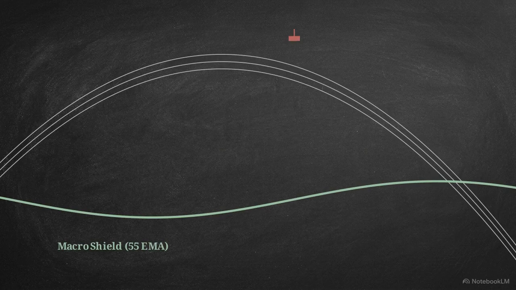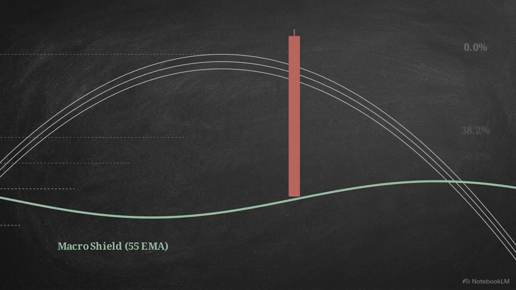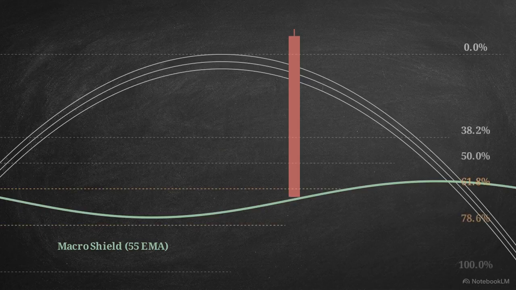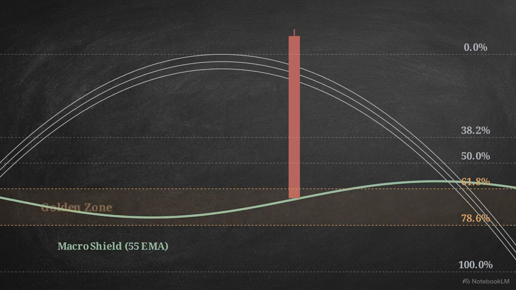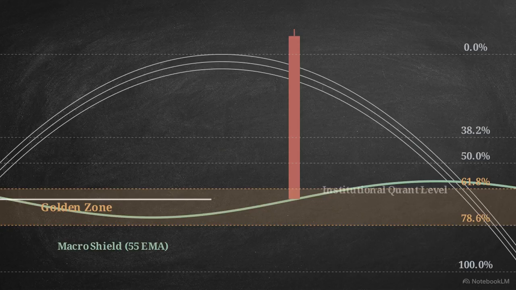The first matrix is the deep structural floor. Price drops through the fast-moving averages and collides with the 55-period macro shield line. The second matrix requires geometric depth, calculated as a ratio of the original trend's origin. Here, the Fibonacci grid identifies a precise zone between the 61.8 and 78.6% retracement levels. The third matrix is a quantitative support level, typically a high-volume institutional price block. At convergence, the 55 EMA, Fibonacci zone, and quantitative level align.